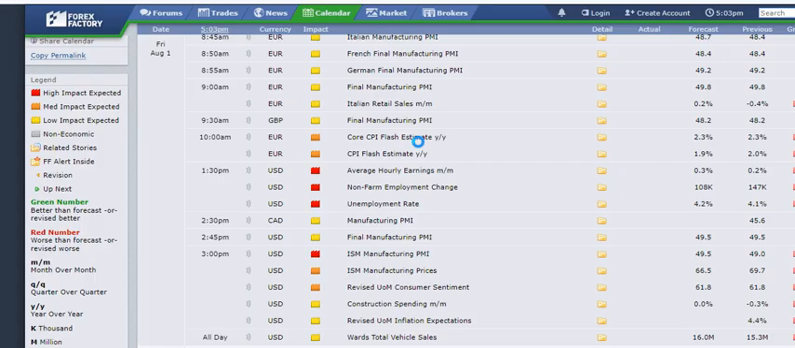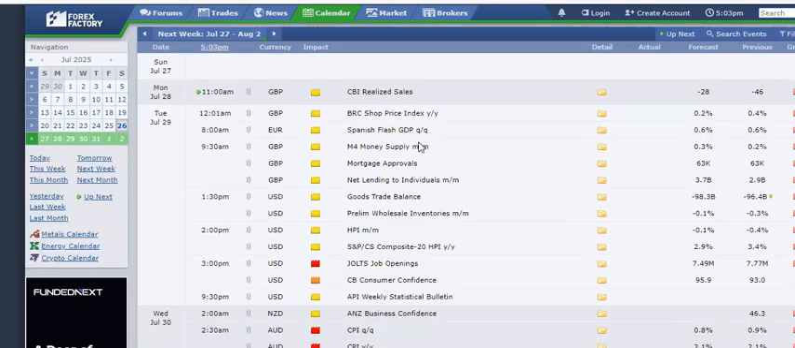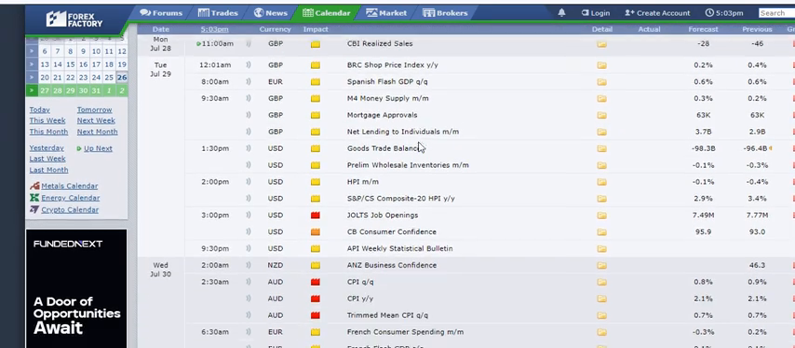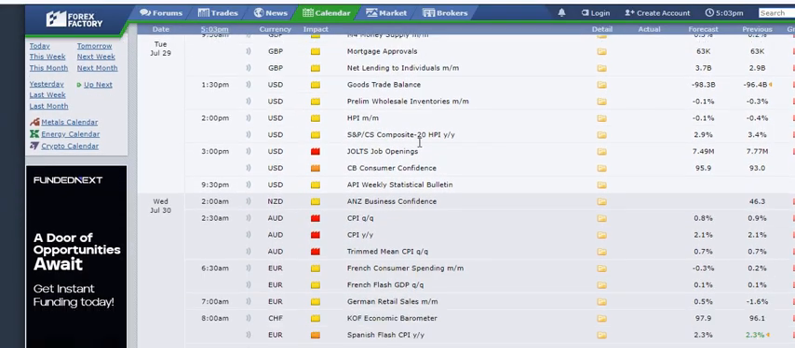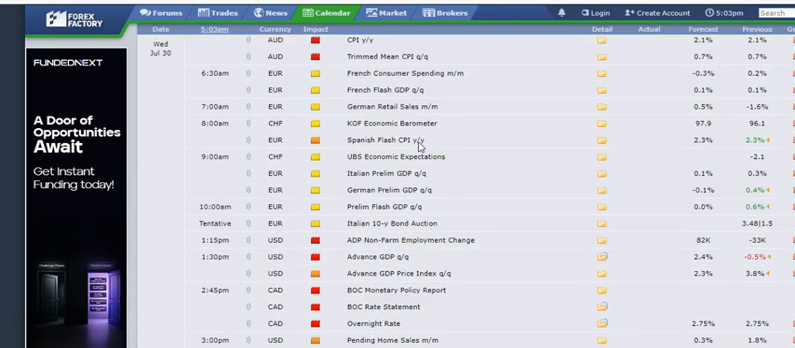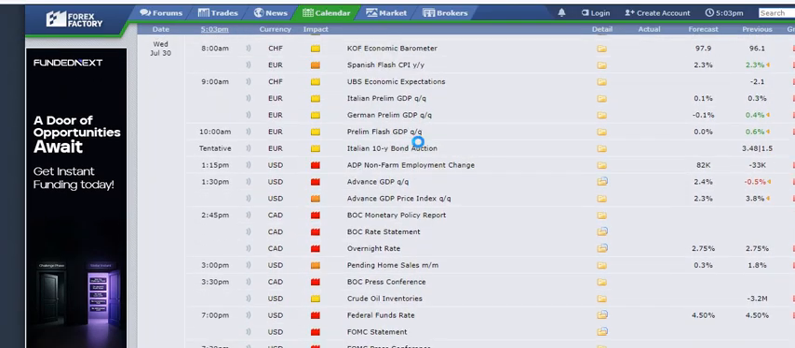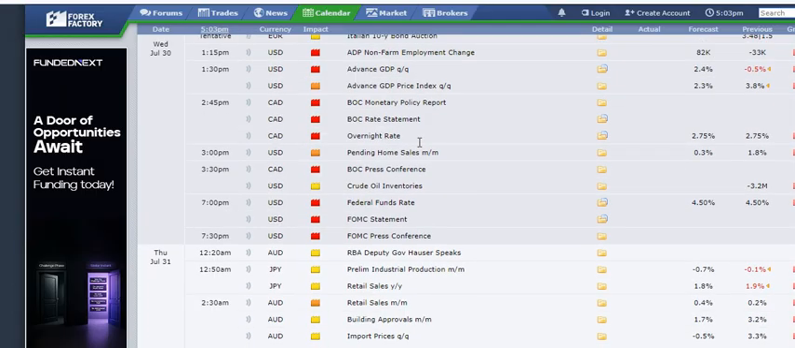Fundamentally, we have NFP this week, but first of all, let's look at what we have from Monday. Monday, nothing. Tuesday, nothing. Wednesday, we have inflation from Aussie. We have the monetary policy report from CAD. We have GDP from the US. And then we have FOMC on Wednesday. So it's a packed week.